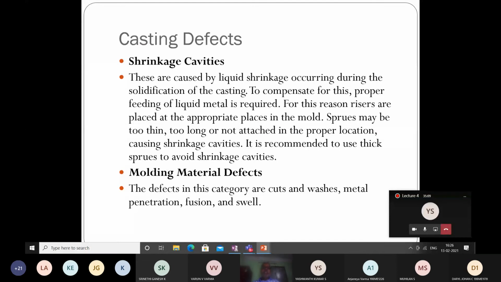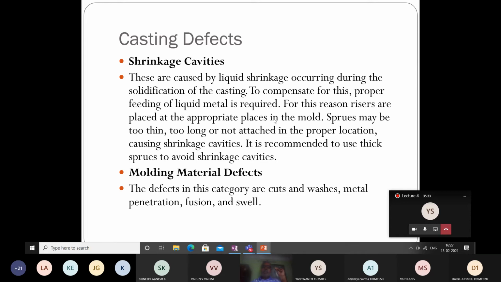Shrinkage cavities are caused by liquid shrinkage occurring during the solidification of the casting. This is the basic physics. When you heat, the metals will expand, and when you cool, they will contract. So during solidification, some shrinkage will be there, and we have to compensate for that. The feeding of the liquid metal is very important, so we have to feed the liquid metal properly.